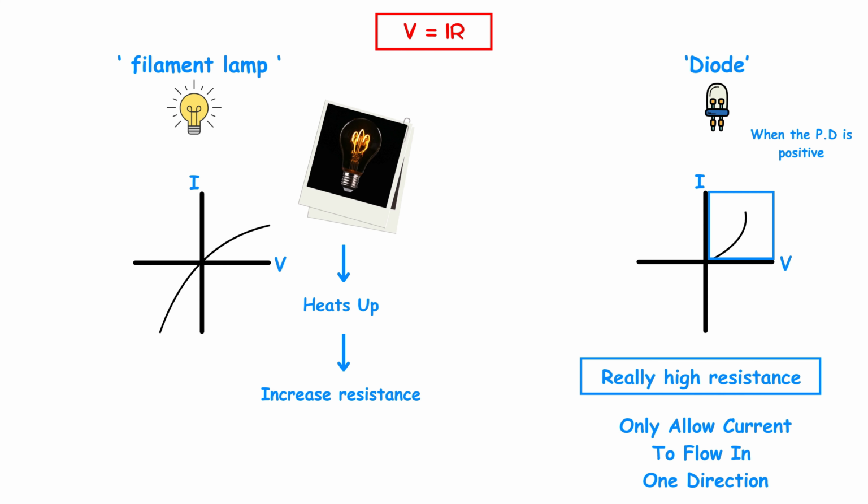Diodes on the other hand are devices that only allow current to flow in one direction, which is why they only show a current when the potential difference is positive. They do this by having a really high resistance in the reverse direction so that effectively no current is going to flow in that direction.